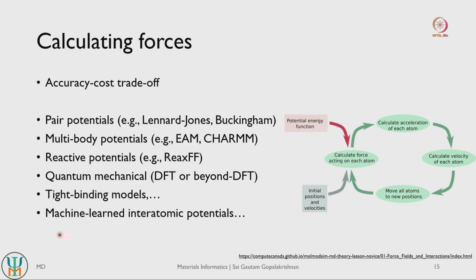Because you use machine learning, there is a flexible mathematical functional form, so you can get accuracies that are very similar to DFT accuracies at the same computational cost as these kinds of potentials. So this can act as some kind of a bridge in your accuracy-cost trade-off, right? So you can include machine learning and also generate interatomic potentials.